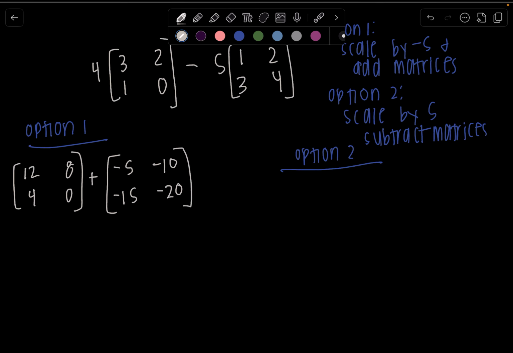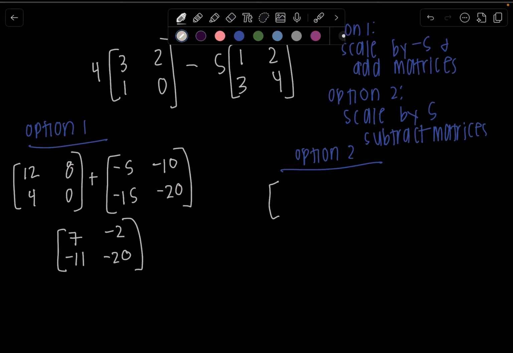And then option 1, I can continue. They're both 2 by 2s, so I can add them together. So 12 plus -5 is 7. 4 plus -15 is -11. 8 plus -10 is -2. And 0 plus -20 is -20. So you have this for option 1.